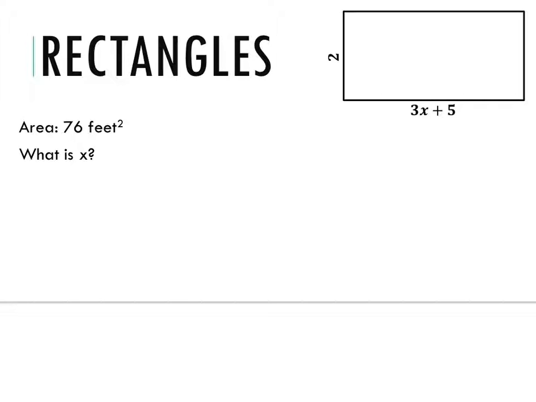So this next one, it's the exact same rectangle, but this time it tells us the area is 76 feet squared. So I'm going to help you set this problem up, and then I want you guys to solve it. So again, area is the base times the height. So I have 2 times 3x plus 5. And this equals 76 feet squared. So you need to distribute, then do the 2-step problem of getting x by itself. And then once you have what x equals, I want you to tell me, well, what is the length in this problem?